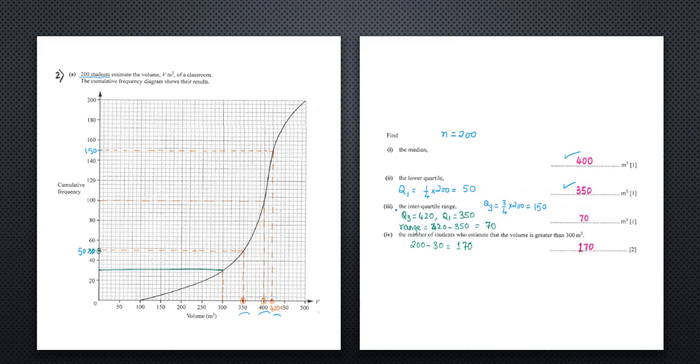But of course, we are looking for the interquartile range, which is Q3 minus Q1, which gives us the answer 70.